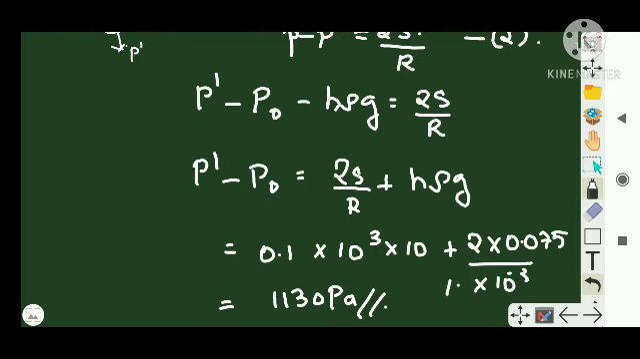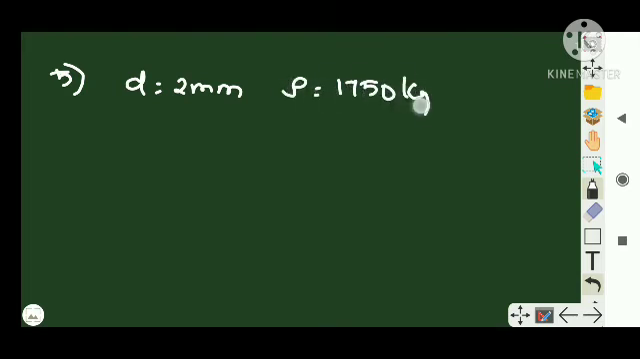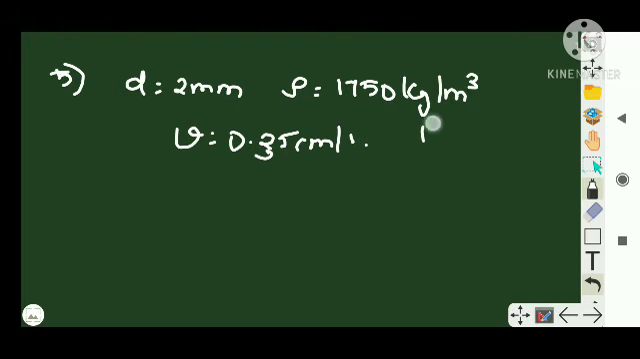Clear? Right? Very easy. Now similarly, I believe this fourth question is over. We'll go for the fifth question. An air bubble of diameter 2 mm rises steadily through a solution of density 1750 kilogram per meter cube at a rate of 0.35 centimeter per second. Find the coefficient of viscosity of the solution. You are asked to neglect the density of air.